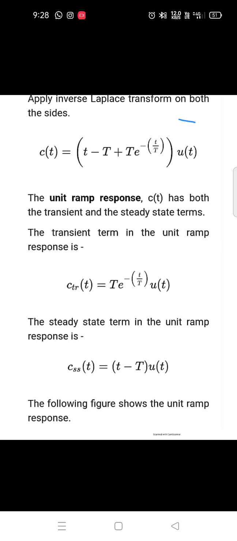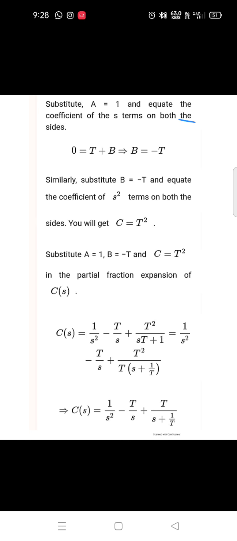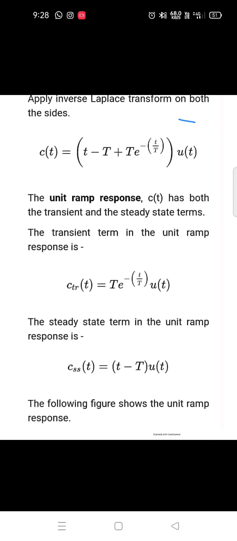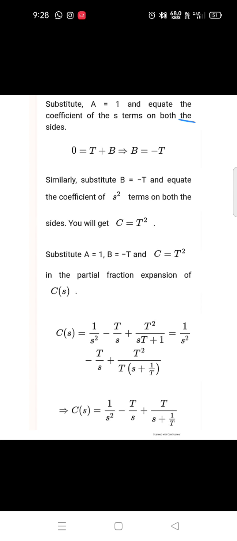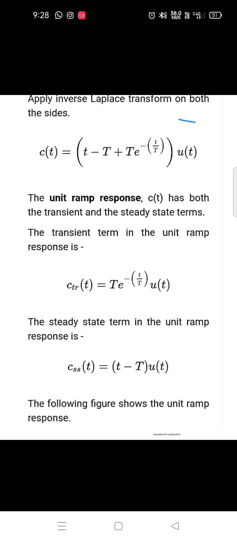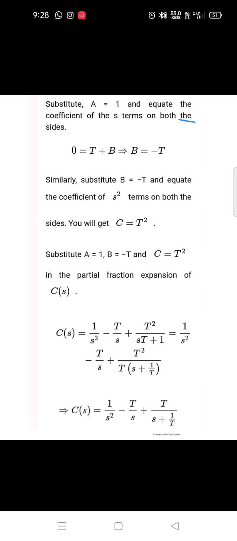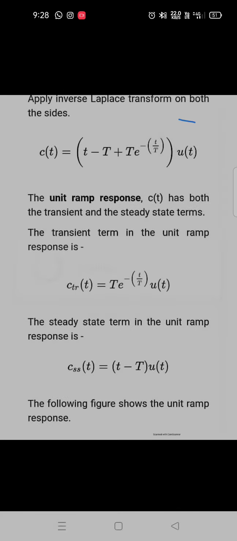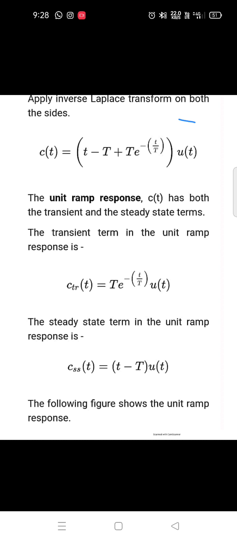Now by taking the inverse Laplace transform, for 1 upon s square it is t, then for T by s, the 1 upon s term, the inverse Laplace is 1, so it will come as minus T, and for the last term, 1 upon T by s plus 1 upon T, the inverse Laplace will be exponential of minus t by capital T. So this is the inverse Laplace transform for our unit ramp response.